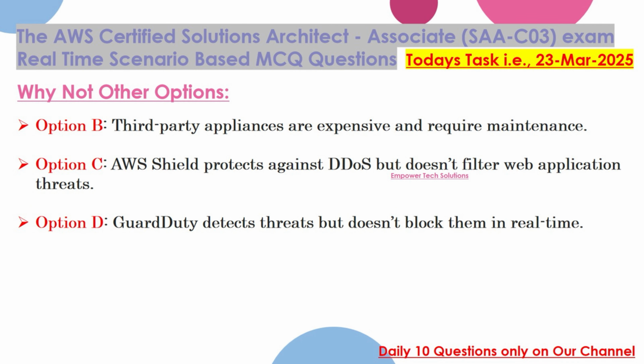Why not other options? Option B. Third-party appliances are expensive and require maintenance. Option C. AWS Shield protects against DDoS but doesn't filter web application threats. Option D. GuardDuty detects threats but doesn't block them in real time.